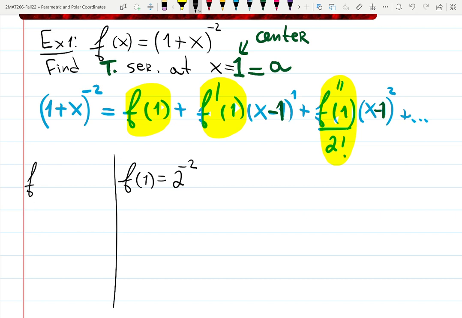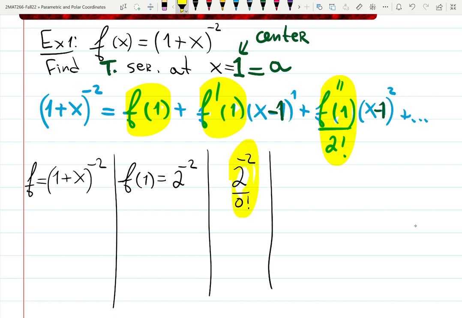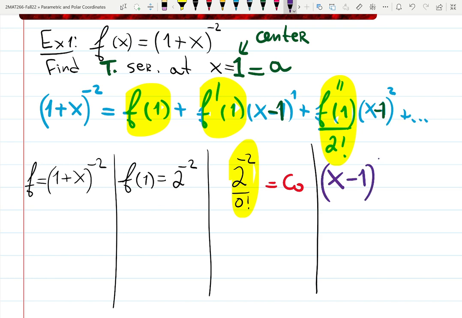So the original function is 1 plus x to the minus 2. Plug in. Why did we plug in? Because now we have this coefficient in yellow, except we did not divide by the corresponding factorial. But the first one is just divided by 0 factorial. Now, this is the coefficient called c sub 0. Moreover, we know that c sub 0 will be multiplied by x minus 1 to the 0.